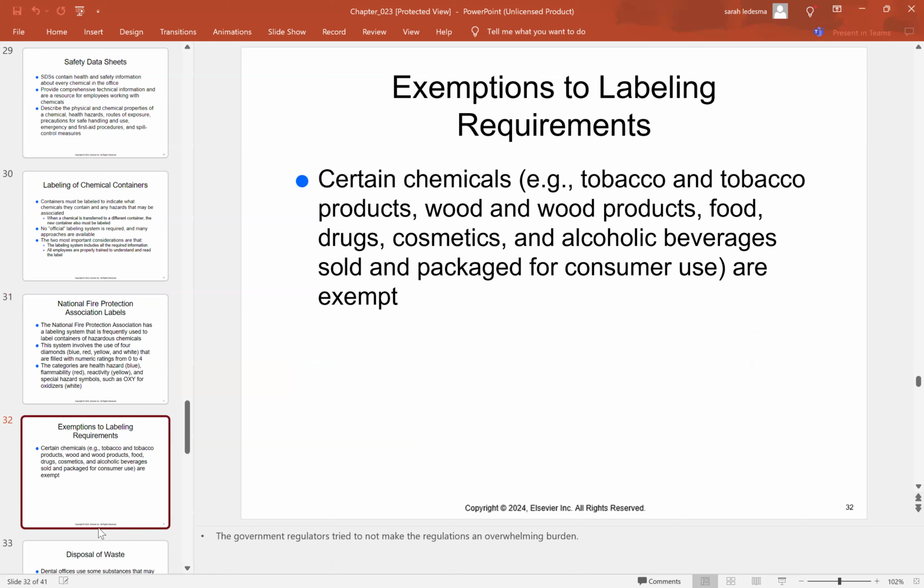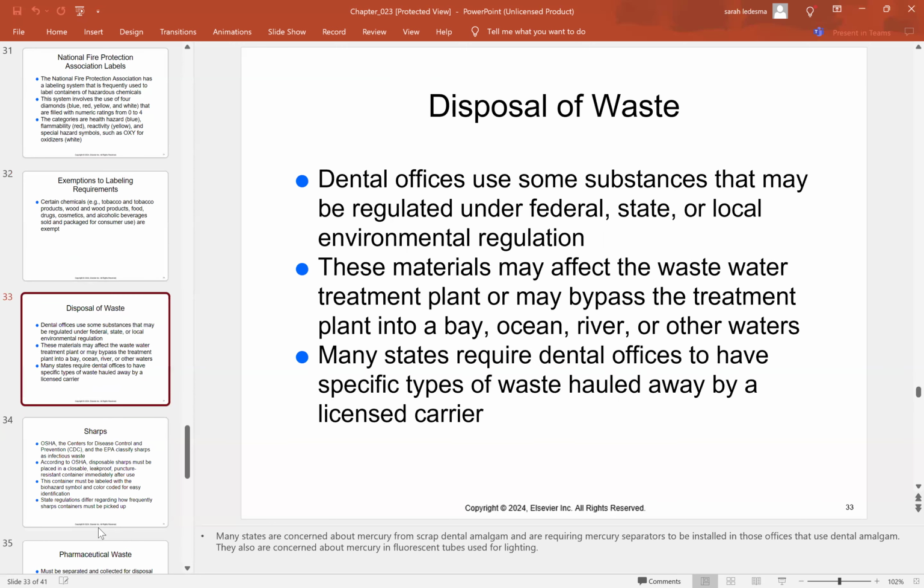Exemptions to labeling requirements contain certain chemicals like tobacco products, wood products, food, drugs, cosmetics, and alcoholic beverages sold and packaged for consumer use are exempt.